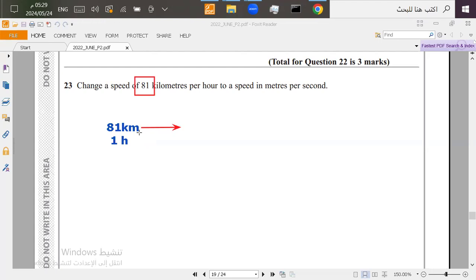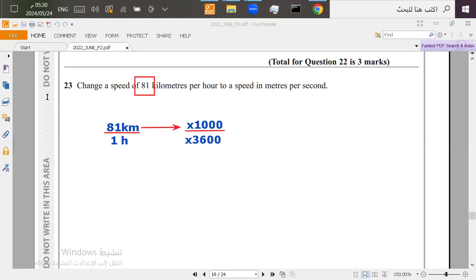So let's make it as a fraction like this. The kilometers should be multiplied by 1000 here, so multiply 1000 over, let's make a line. And same idea for hours. I'm going to turn it into seconds, so I'm going to multiply it by 3,600 like this.